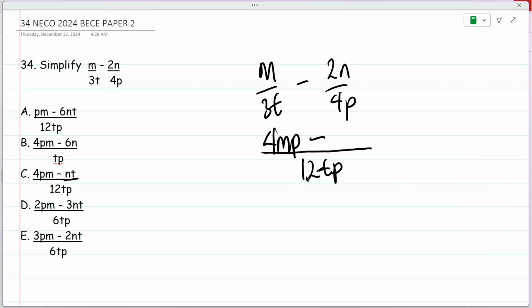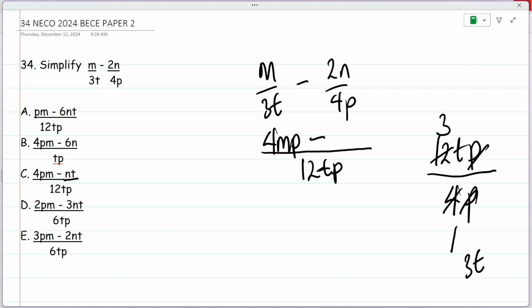Minus. Then you take 12tp divided by this 4p, just like you do when you're subtracting normal fractions. So the p cancels the p. 4 in 4, 1. 4 divided by 12, 3. So we'll be left with 3t. Now we multiply the 3t times the 2n. 3t times 2n.